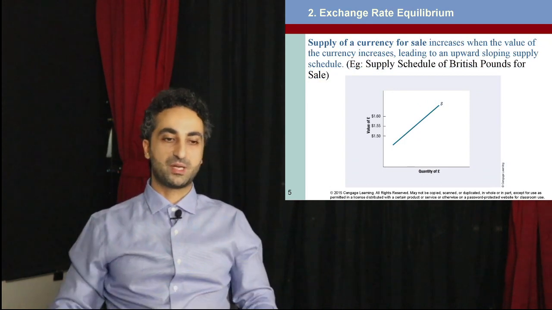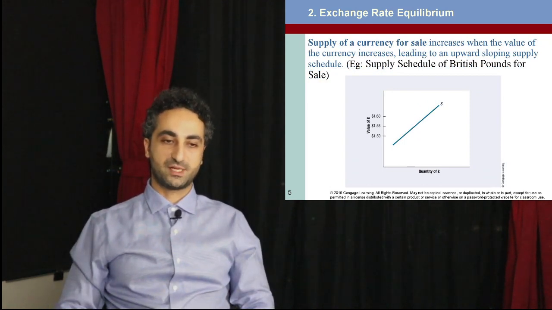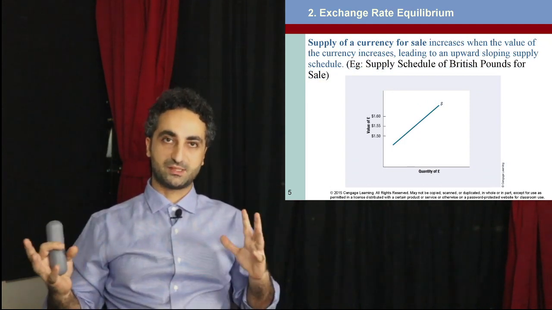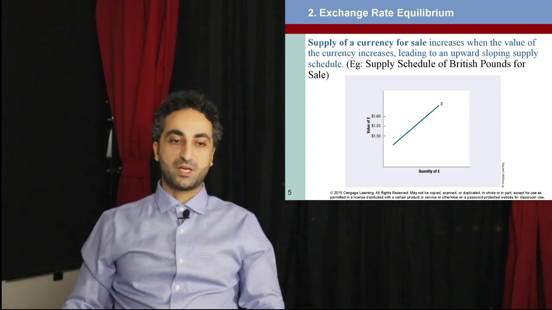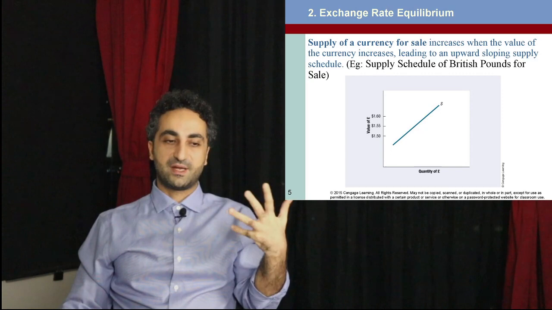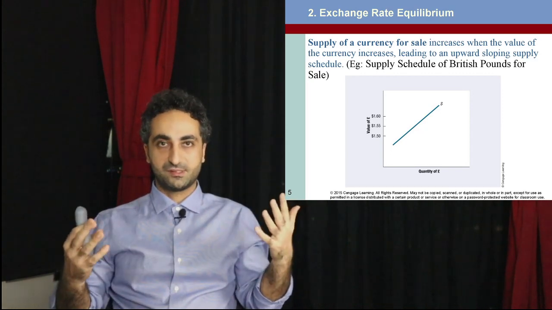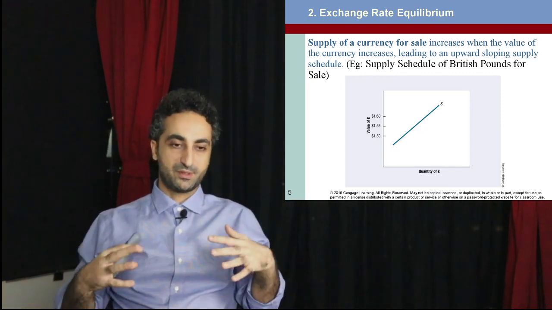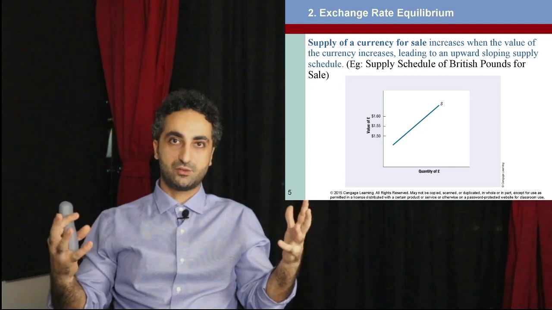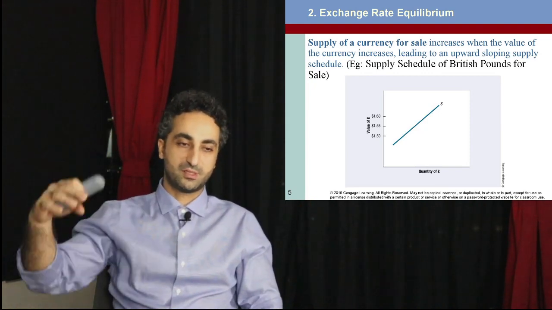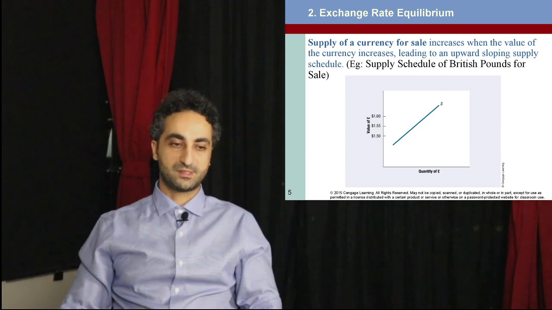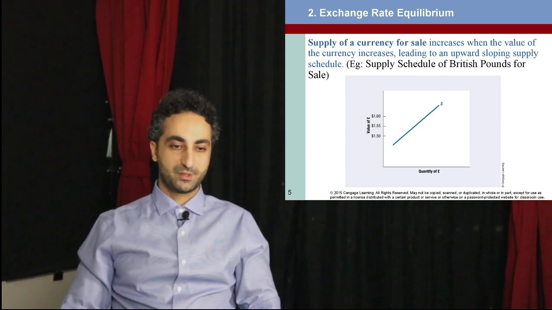What about supply of a currency for sale? How about the supply? Let's go from the perspective of the supply. So supply increases when the value of the currency increases. Okay, so the supply, when will it increase? When the value increases, leading to an upward sloping supply schedule.